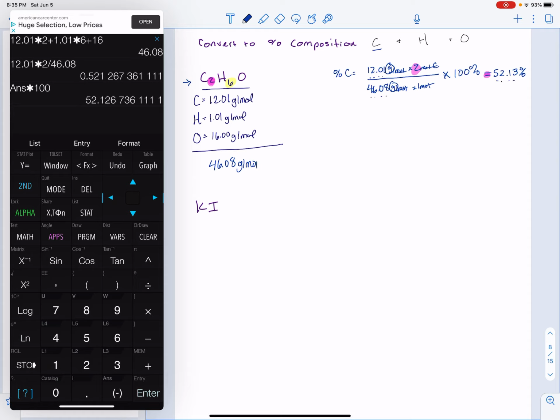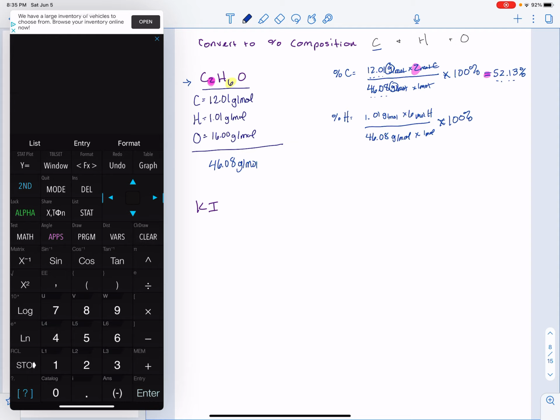All right, so now I'm going to do the percent hydrogen, and that's at 1.01 grams per mole times 6 moles of hydrogen over 46.08 grams per mole times, there's just one of those, 1 mole of it, times 100. I keep forgetting that, don't forget it. If you end up with all decimal percents, it's not going to make sense. It'll mean you probably forgot to multiply by 100. I would just say to go back and double check your numbers and just make sure that they all add up to 100 once you're done.